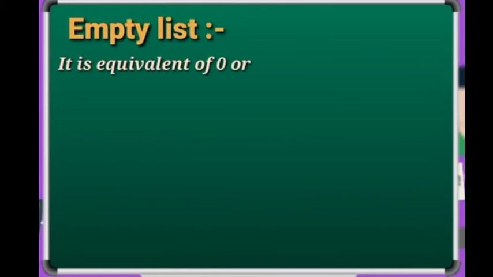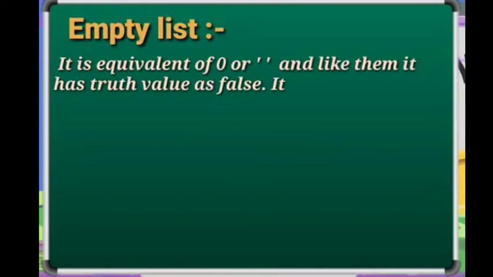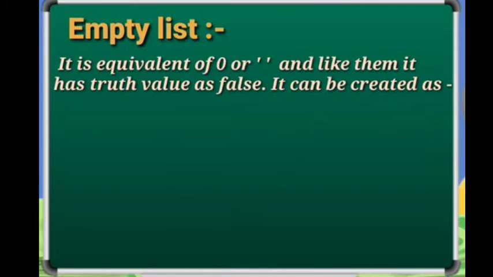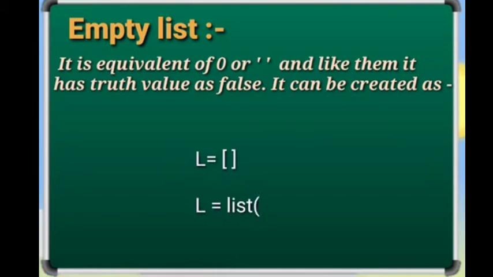Now let's see what an empty list is. An empty list is actually equivalent to 0 or a single quote with no value. It means that it has a truth value of false, and an empty list can be created in two ways. The first way is that you can write L is equal to square brackets containing nothing, and the second method is that you can use the predefined list built-in function, which will help you create an empty list.